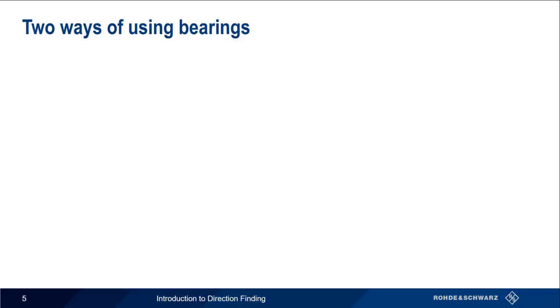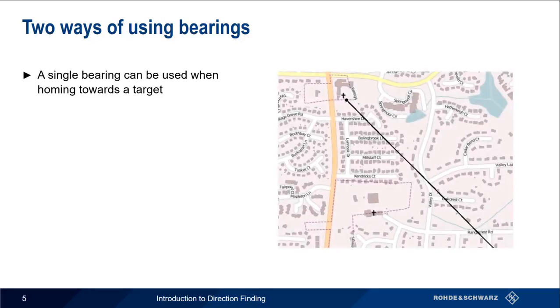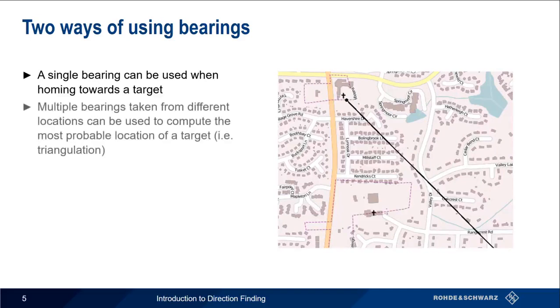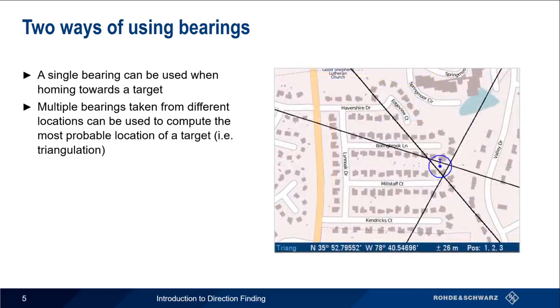Bearings, which represent the direction towards a source, can be used in two main ways. A single bearing provides a direction but no distance information, so the main application of a single bearing is homing towards a target. We simply follow the bearing until it leads us to the source. On the other hand, if we're able to take bearings from multiple locations, these can be plotted together to compute the most probable location of the target, a process often called triangulation.